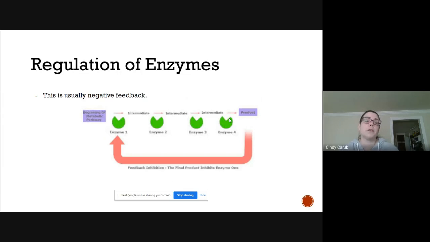Regulation of enzymes, this is usually going to be negative feedback. So remember, negative feedback is like a light switch that turns something on or off. So I have enough of the end product. This could be in a catabolic reaction, I've broken something down, or an anabolic, I've built enough of this up, and that goes back and it turns off the enzyme here at the beginning. And the reason for that is so that you don't waste energy and other resources building or breaking down something that you don't need, you have sufficient of.